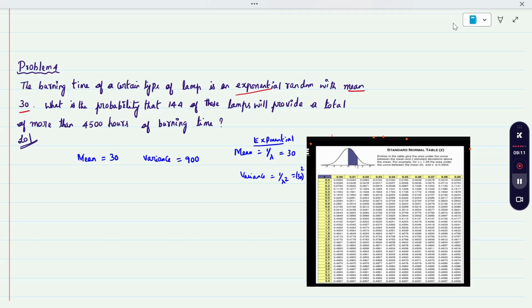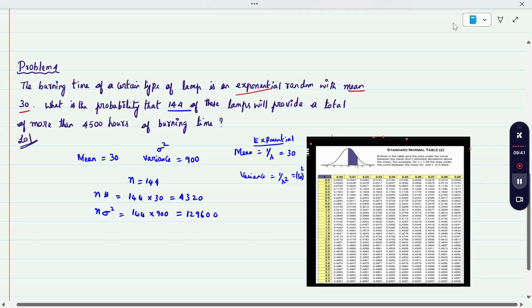So what is your n? N is given in the question to be 144. So now first we will calculate n mu. N mu is 144 into 30, multiply it, 4320. Same way n into sigma squared. Variance is nothing but sigma squared. So n is 144 into 900. So I'll be getting 129600.